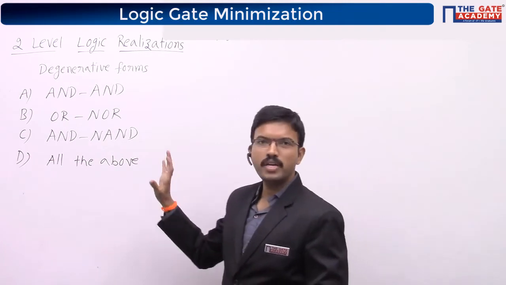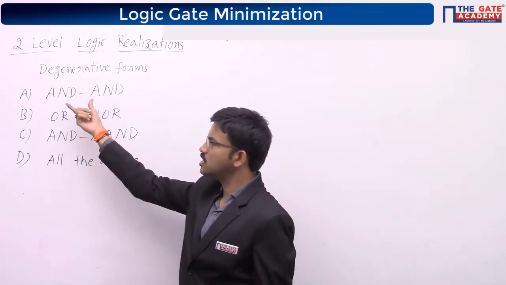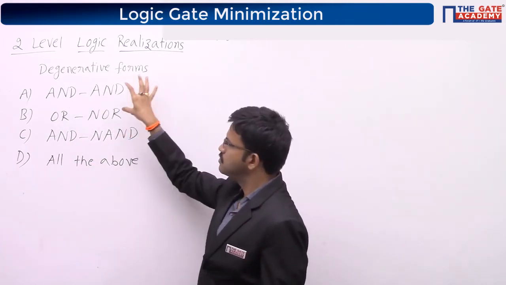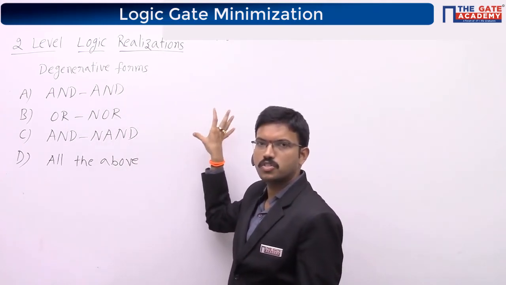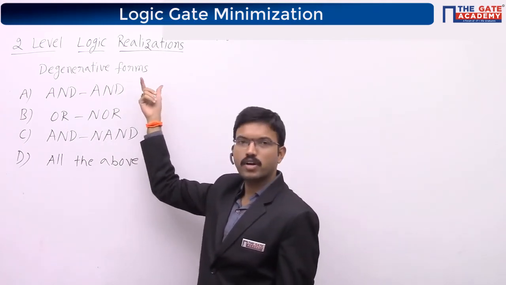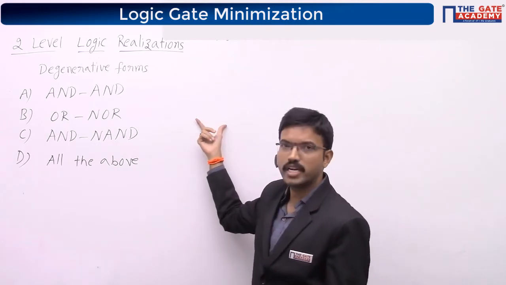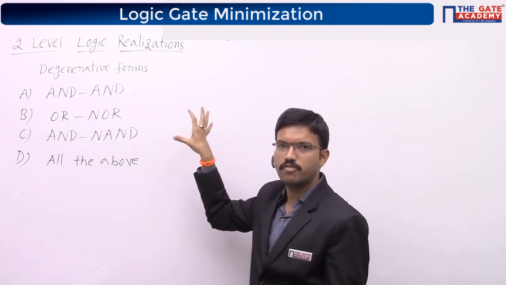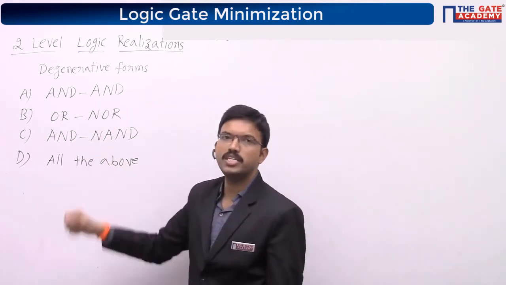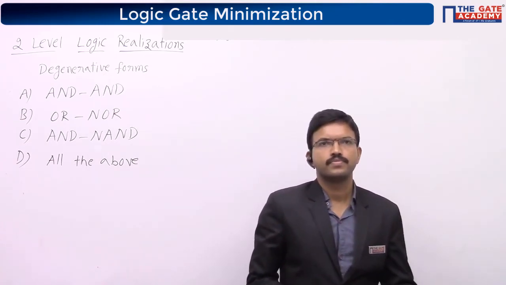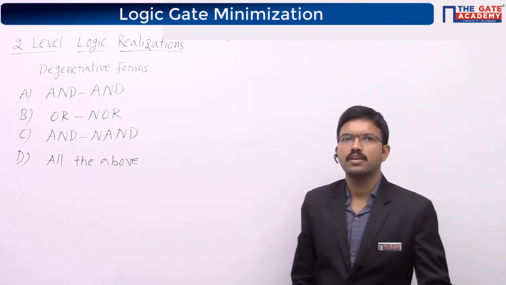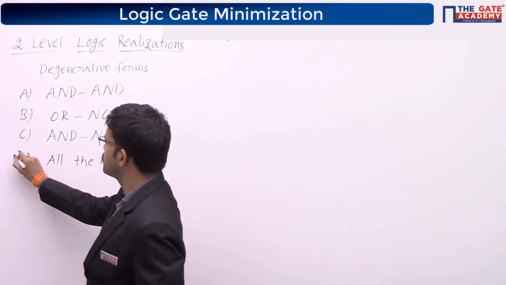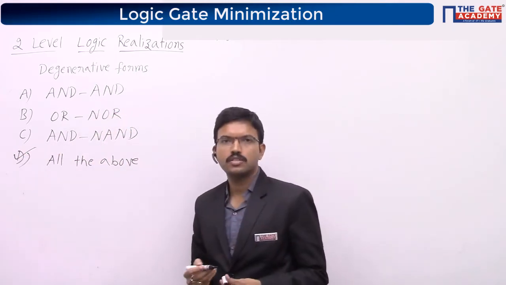You don't need to remember anything. Just draw the circuit diagram and analyze what outputs you are getting. Whatever function you get, if you are able to implement it with a single logic gate, then it is said to be degenerative. You don't need to remember anything. Yeah, option D, correct, all the above. All these are degenerative forms.